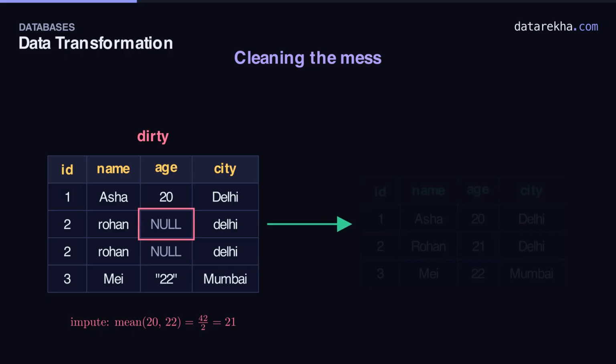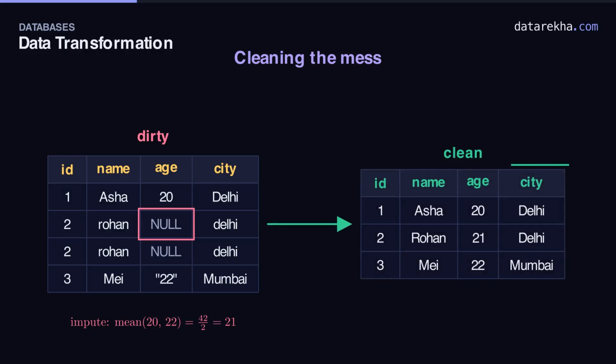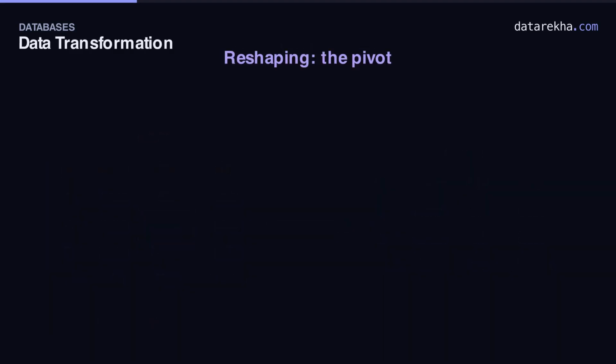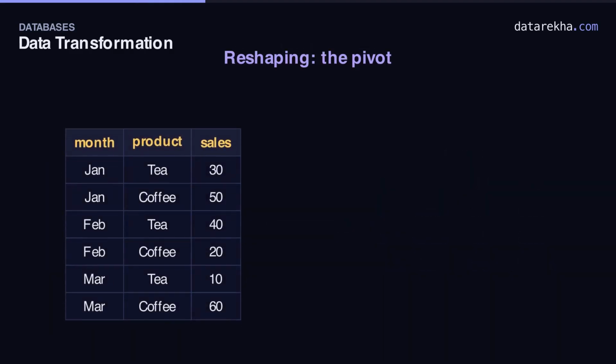Now apply all four fixes at once and rebuild. The duplicate is gone, the casing is fixed, the age is a real number, and the blank is filled with 21. Same three records, but every cell is present, correctly typed, and consistent. Analysis ready. Now the most important reshape of all, the pivot.